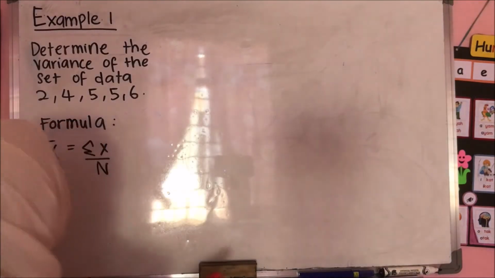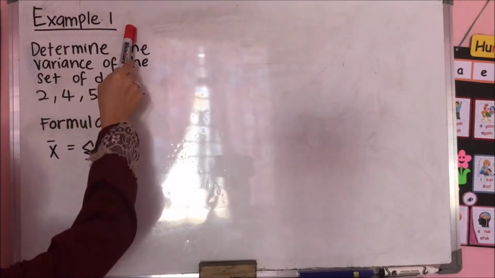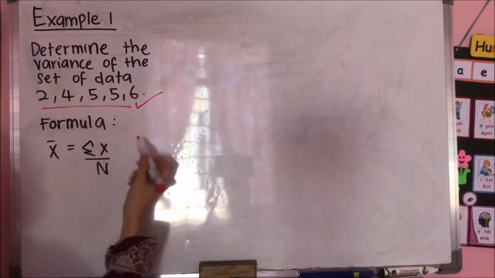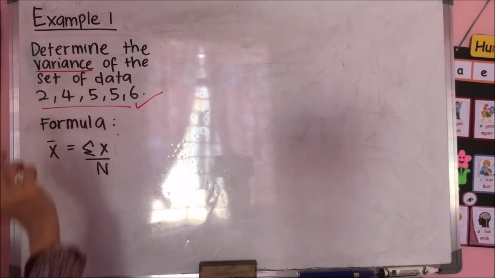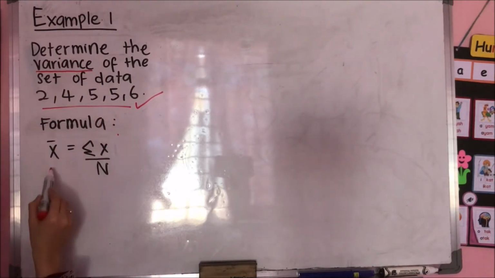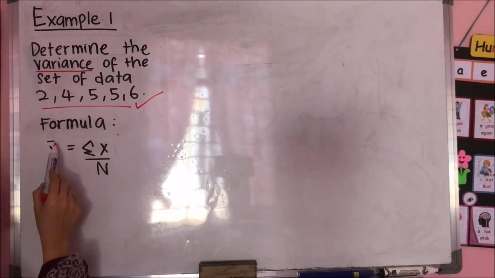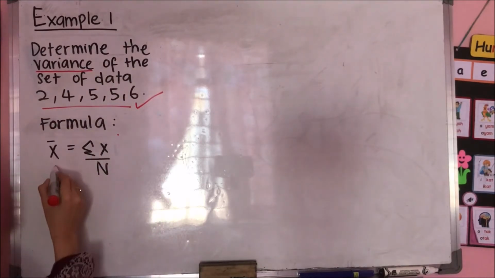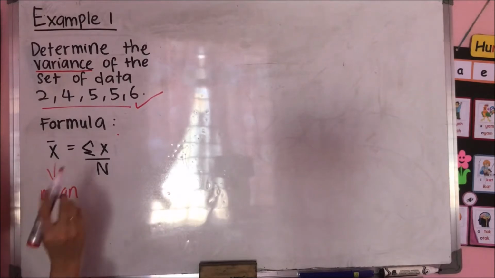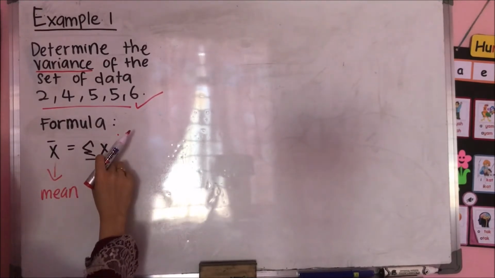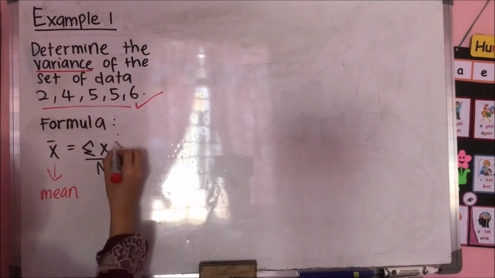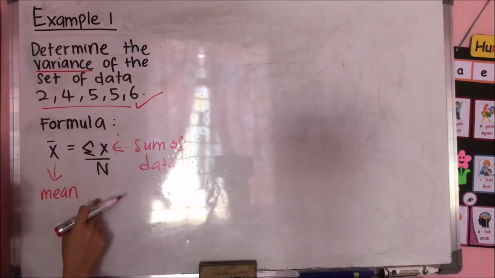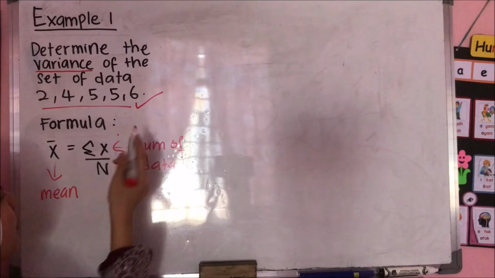Okay, so now look at example 1. Here we have the data, and we use this formula to find variance. What is this? This is x bar, and x bar is equal to the mean. Before we find the variance, we must find the mean first. Mean is equal to the sum of data, x is the data, divided by n. What is n? n is the number of data.